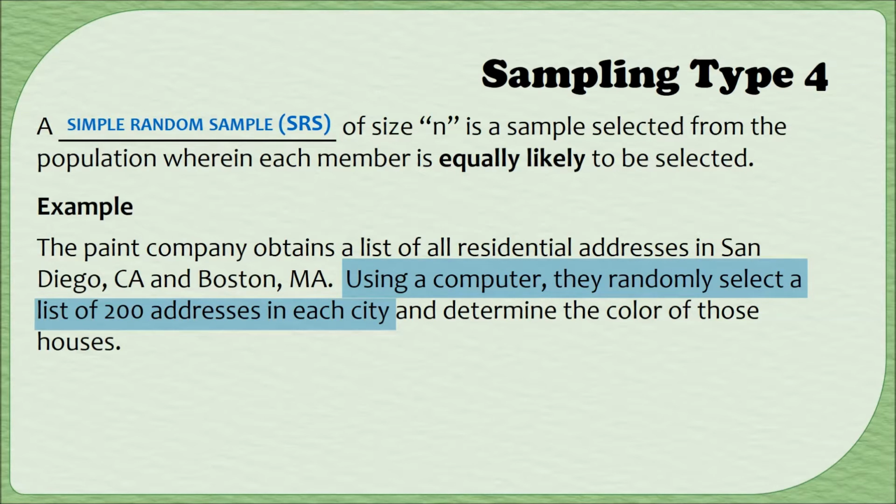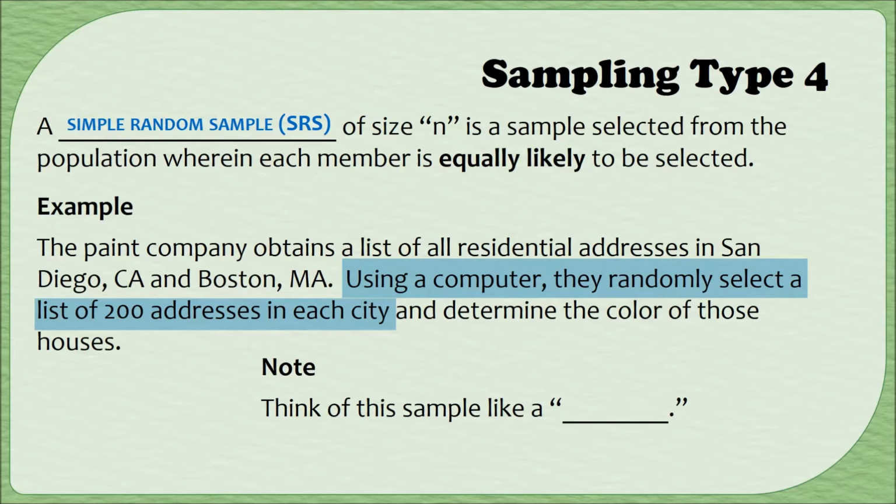They didn't do anything fancy with the randomization. In a minute, we're going to look at some fancier randomized sampling techniques. In this case, all they did was they just made a list and then randomly selected 200 addresses. So this would be a simple random sample.